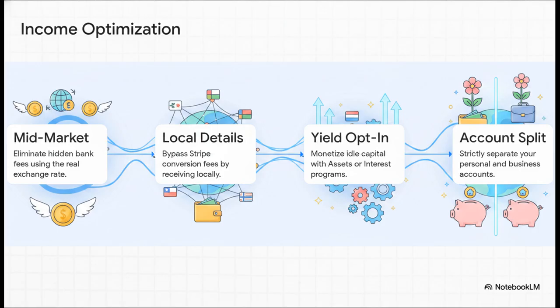3. Don't just let your money sit idle. Opt into the assets or yields programs to generate passive returns on your working capital. And 4. Keep your compliance absolutely pristine by strictly separating your personal and business accounts.